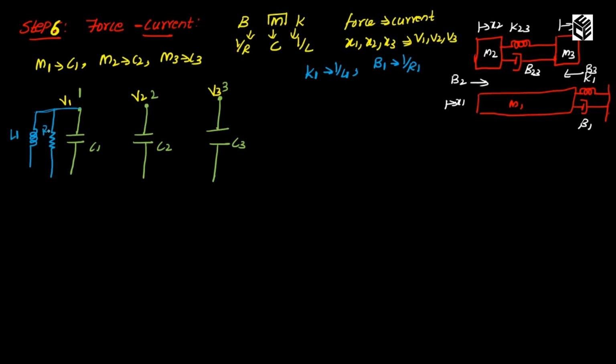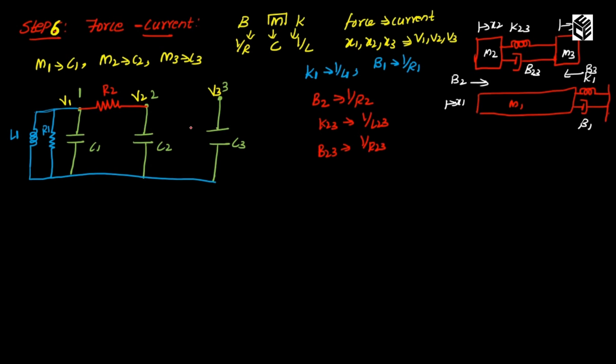L1 and R1. Now to the node 1 and 2, is there any common element? So to the node 1 and 2 we have a common element B2 which is replaced as 1 by R2. So I am going to draw here R2. Okay. And now to the node 2 and 3, do we have any common element? So we have 2 common elements, that is K23 is replaced as 1 by L23 and B23 is replaced as 1 by R23.